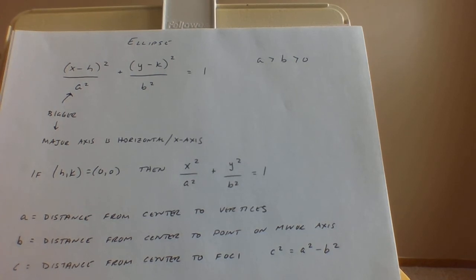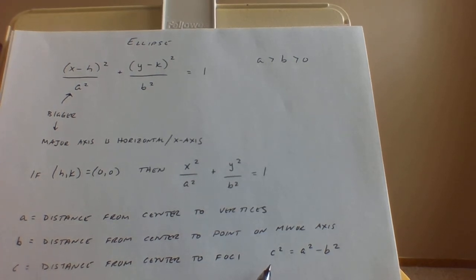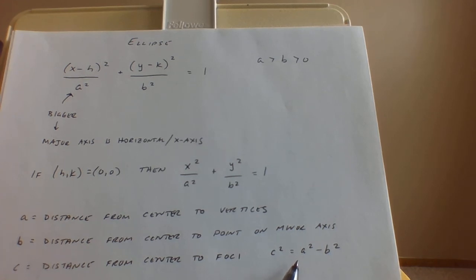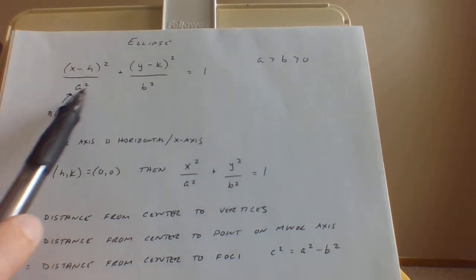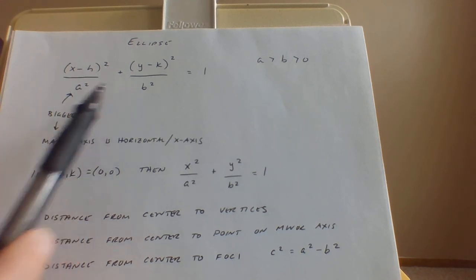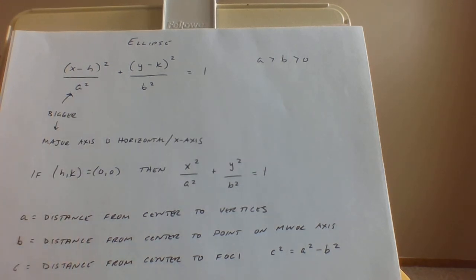That probably means you'll want to keep this formula also handy. c squared equals a squared minus b squared. So you're going to be subtracting these two pieces and then taking the square root to get your c value. Keep in mind your a squared term is the bigger one in this case, so obviously your a squared term should come first here.